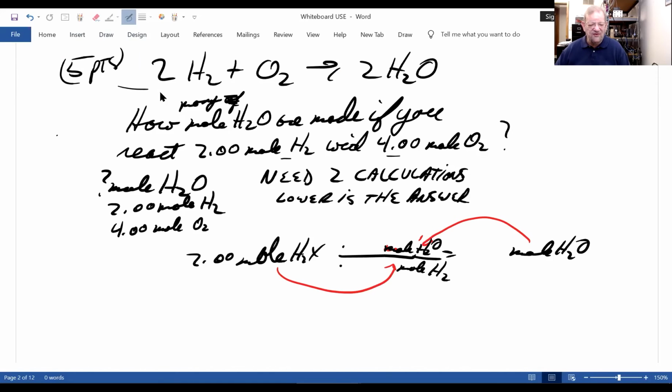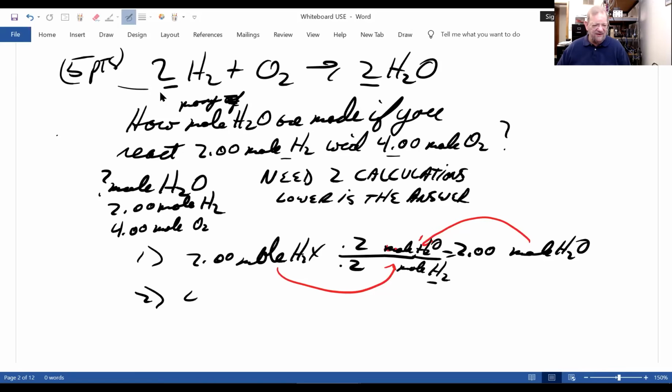Where do I get these numbers? The ratio of moles of water to moles of hydrogen from the balanced chemical equation. For every 2 moles of hydrogen, I make 2 moles of water. So I can put this here, and this is 2.00. And that's my first calculation.